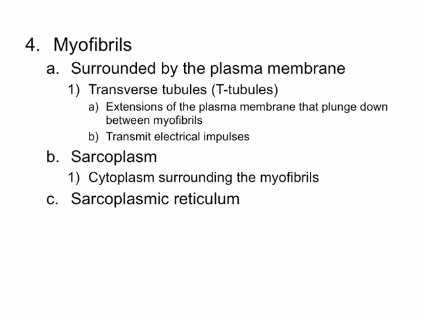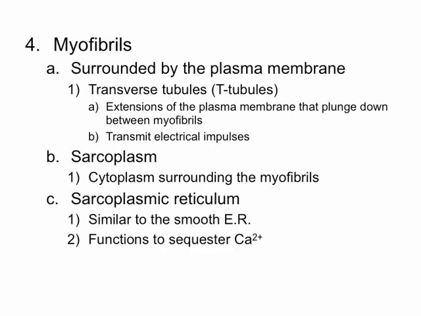There's another structure inside of the muscle cell called the sarcoplasmic reticulum. The sarcoplasmic reticulum, as you might think, sounds a little bit like endoplasmic reticulum. So it's similar to the smooth endoplasmic reticulum. However, the difference is that its function is going to be to sequester calcium. That means to hold calcium inside.